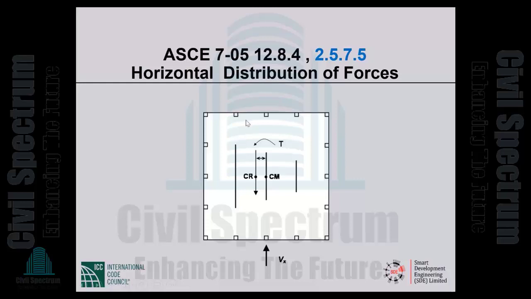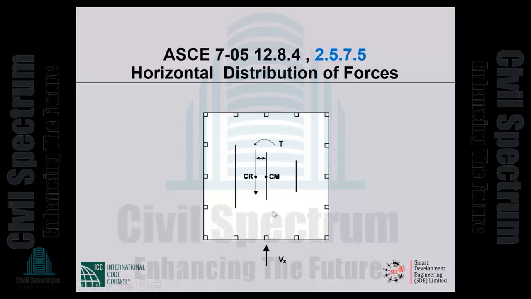Resistance to the story shear acts through the center of rigidity. Center of rigidity is decidedly to the left of the centroid, because this shear wall being so much longer than that shear wall, it is much more rigid. Rigidity is proportional to the cube of the length. So the center of rigidity is to the left. That means there is an eccentricity between the center of mass and the center of rigidity, which will cause torsion.